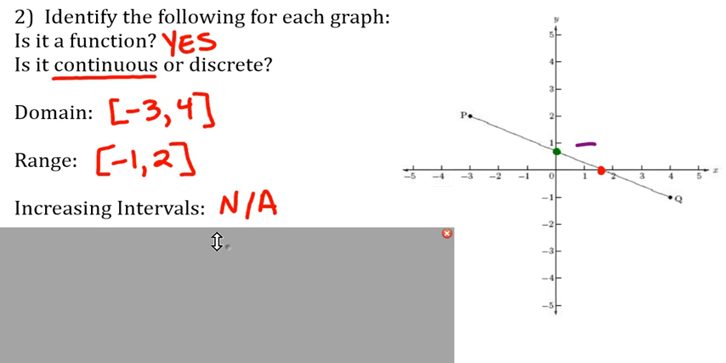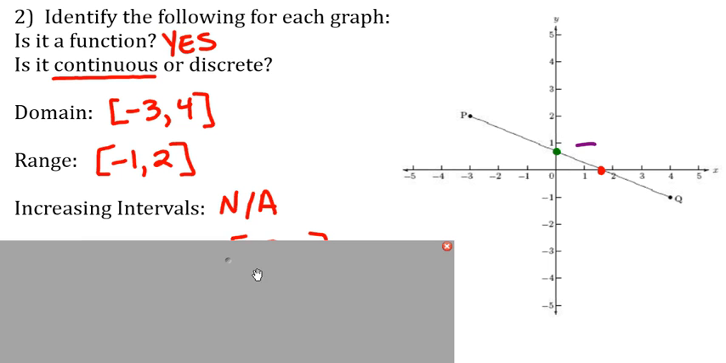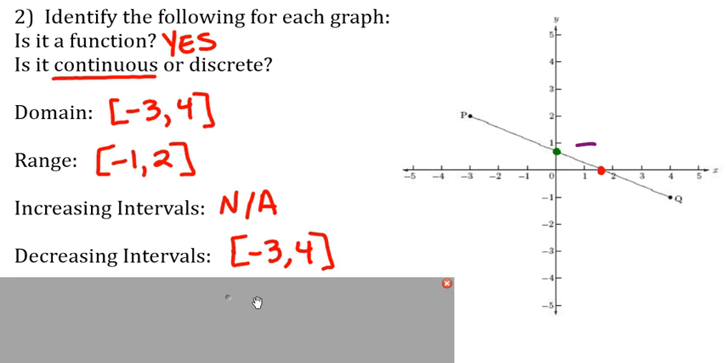We do have a decreasing interval. In fact, the only thing that's happening to our function is decreasing. So that's from -3 to 4. Very similar to our domain. No constant interval, so we can say none.